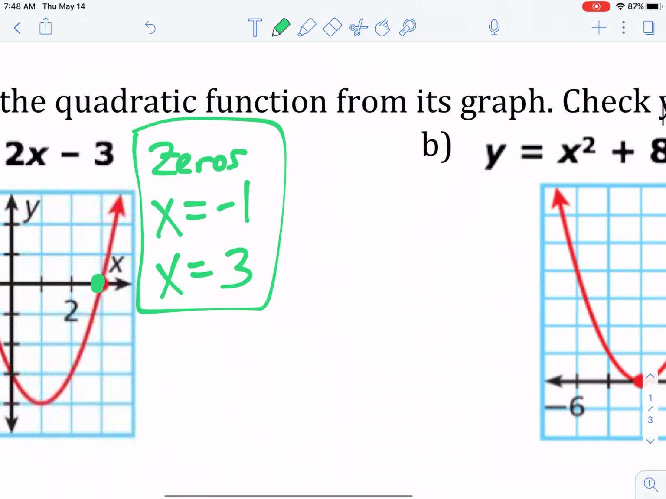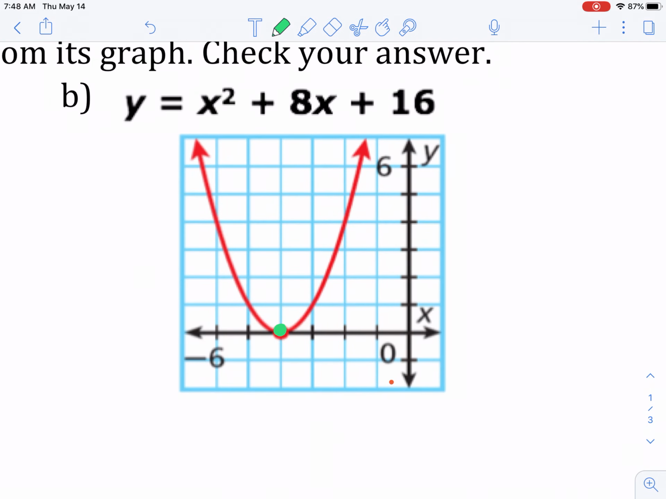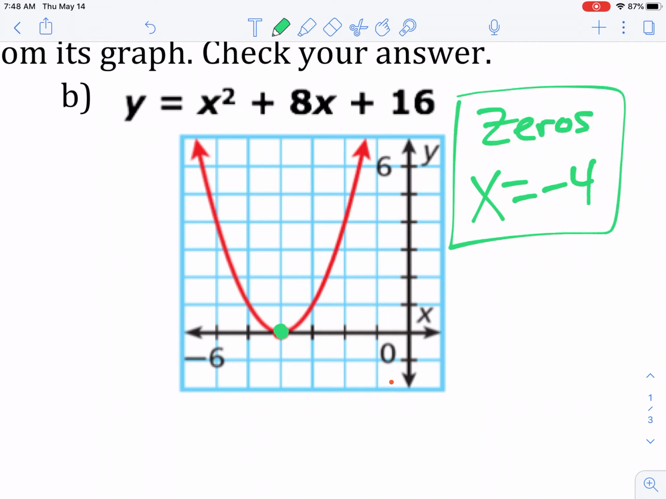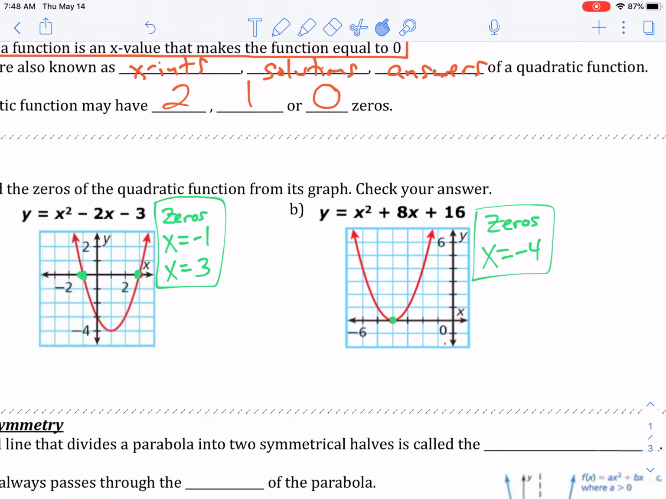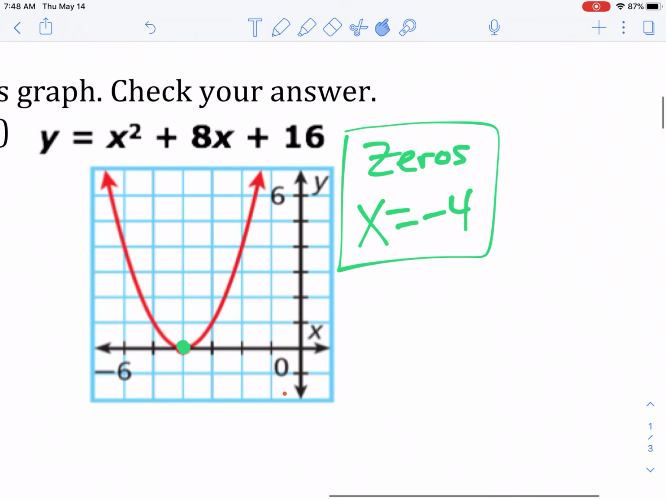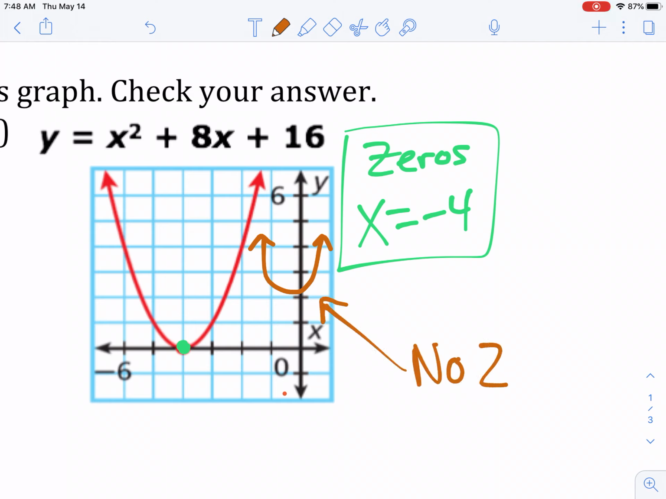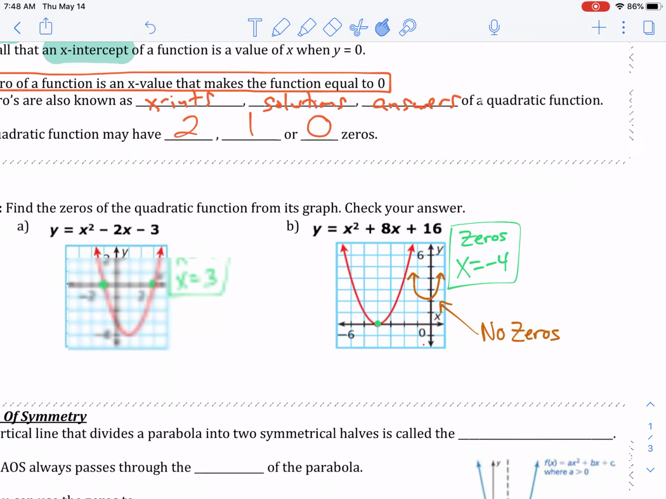Notice we have two of them. In this one, the parabola only hits the x-axis in one spot, at x equals -4. So there's only one answer for this one. There's only one zero. And sometimes, suppose we had a parabola that was drawn up here, like that. It doesn't hit the x-axis at all. This one would have no zeros, because it's never crossing the x-axis. Again, the zeros are where it crosses the x-axis.